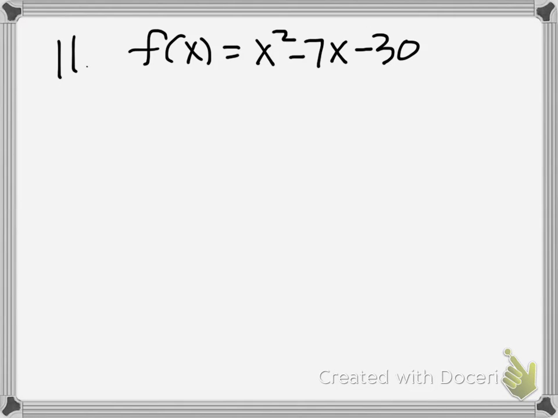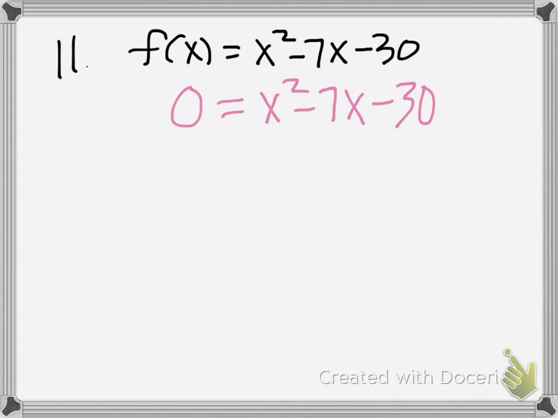Number 11, we're asked to find the roots. So I know that roots are the same thing as x-intercepts, and that's where f of x or y is equal to 0. So the first thing you're going to do is set the equation equal to 0. So 0 equals x squared minus 7x minus 30.